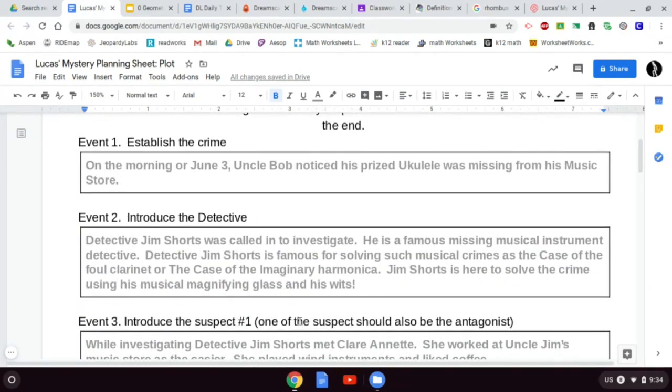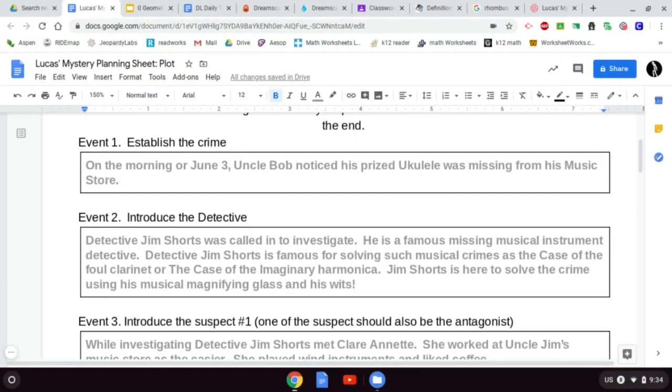Event 2. What happened after Uncle Bob noticed the ukulele was missing? Well, he introduced the detective. He called Detective Jim Shorts. I'm especially proud of the name Jim Shorts. I thought of that on my own. I thought it was pretty funny. Detective Jim Shorts was called in to investigate. He is a famous missing musical instrument detective.